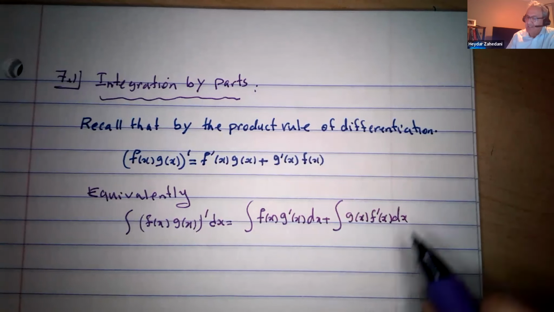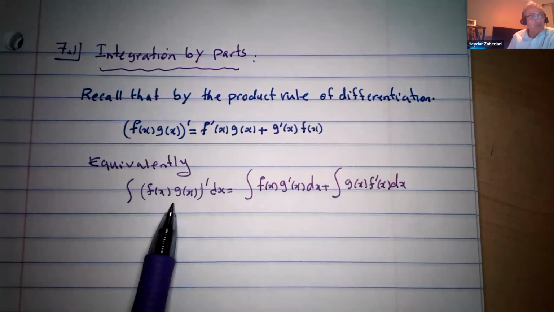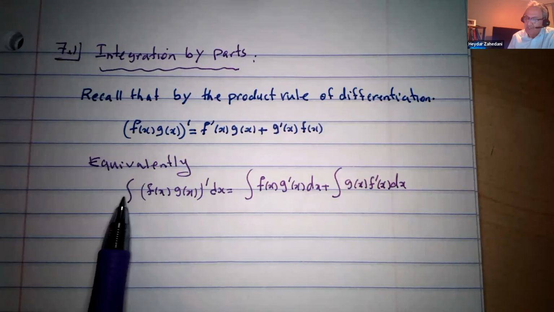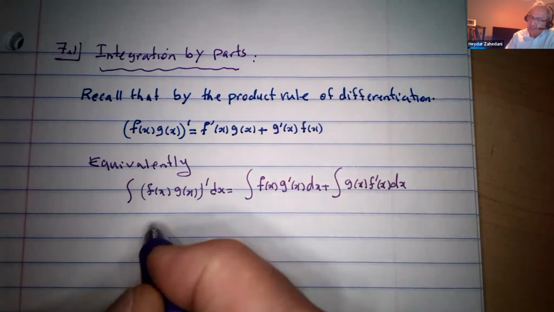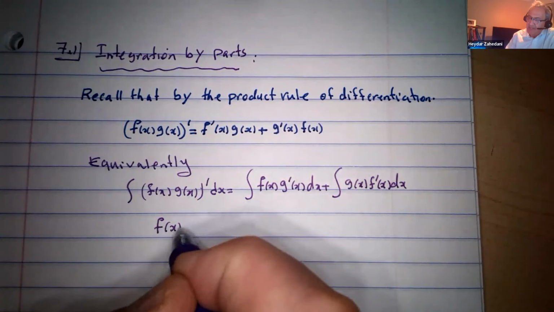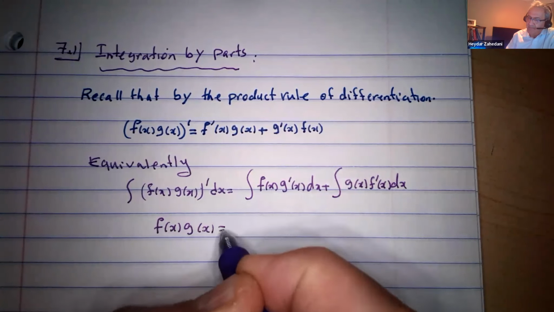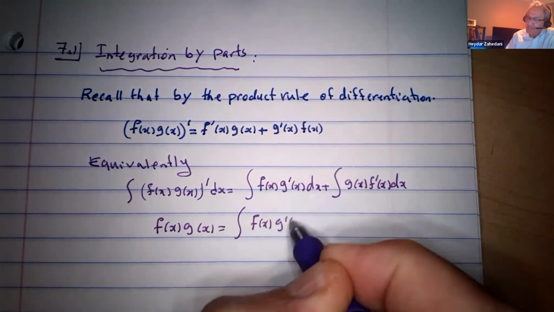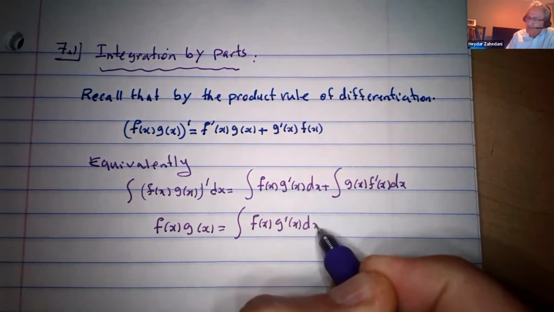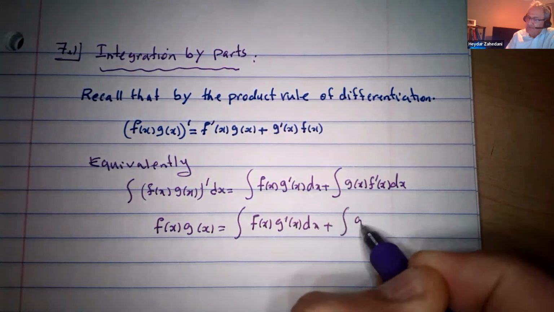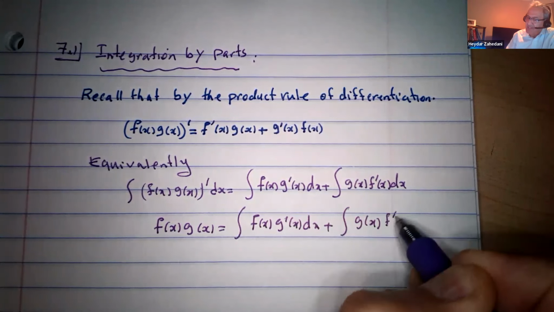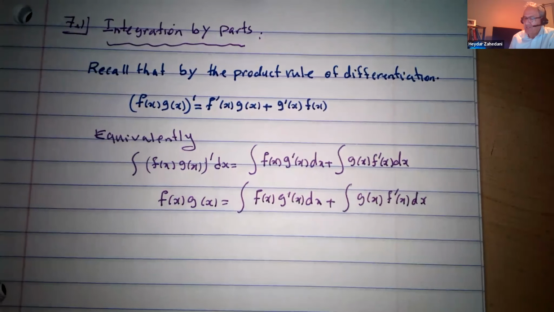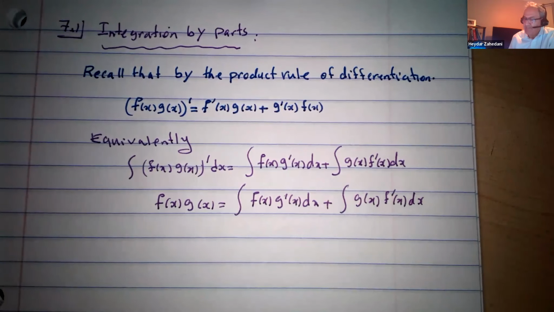So I integrate it. When you integrate this one, you get back to the original function. It's just the integral of a derivative. So that gives you f of x times g of x. On the other side, you are going to have the integral of f of x, g prime of x, dx, plus the integral of g of x, f prime of x, dx.